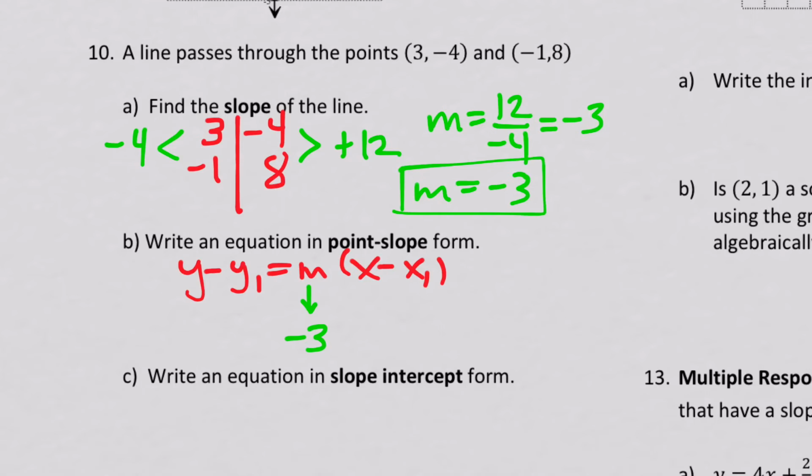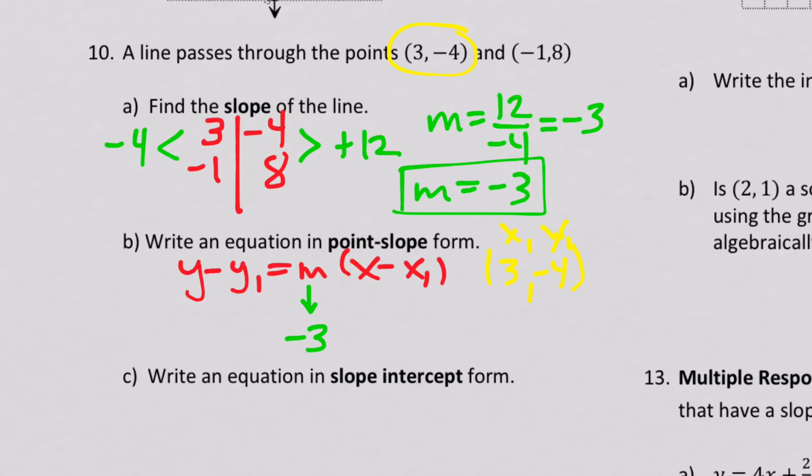Now in this question, I'm going to go ahead and just pick the point (3, -4). I'm going to use that point. So I'm going to put it here down on the side, (3, -4). And if I label that point with its coordinates, this is the x and this is the y. So it's actually x sub 1, y sub 1.